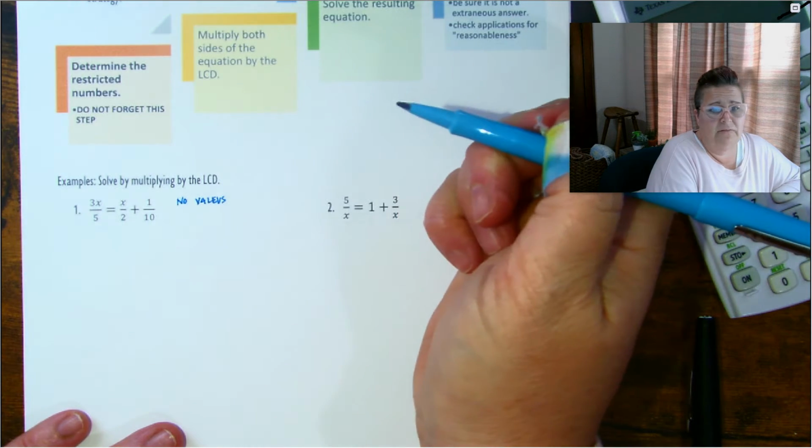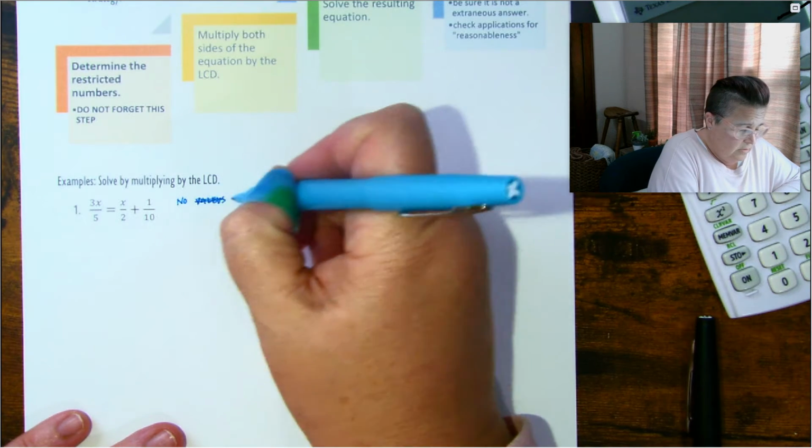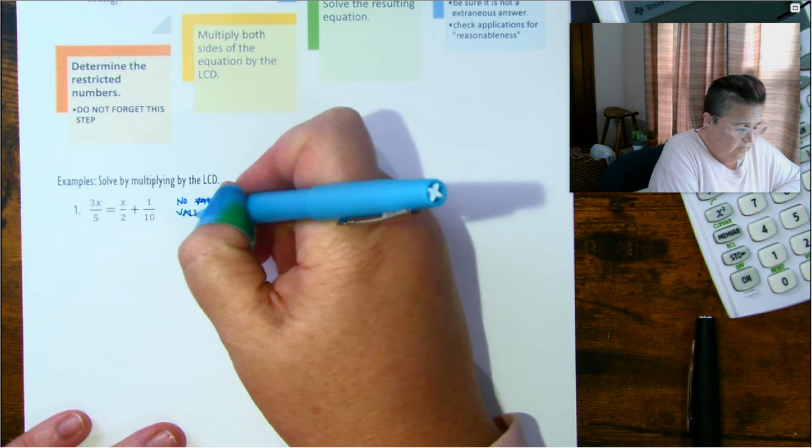Whoops, I really spelled values weird. No value restricted.